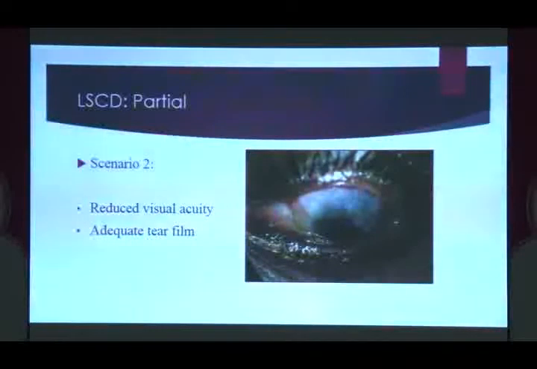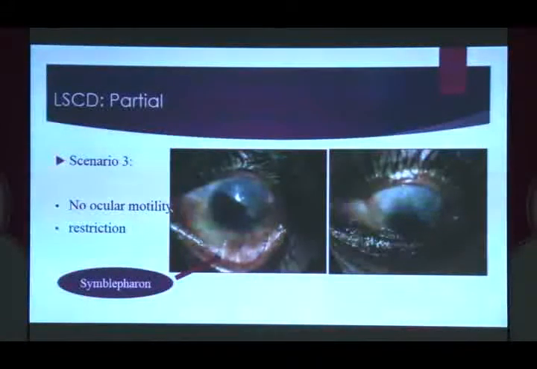The second scenario is this patient with reduced visual acuity, but the tear film is adequate. So Dr. Jayesh? Yeah, such a case typically would be a good candidate for cell-based therapy. Depends whether it's unilateral or bilateral. But we'll come to the therapy later. Right now, it's important for the audience to understand the different scenarios.